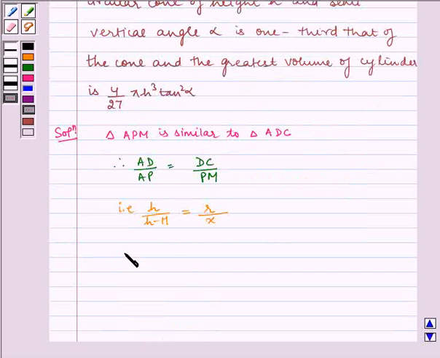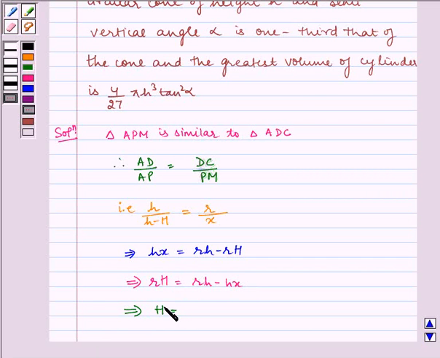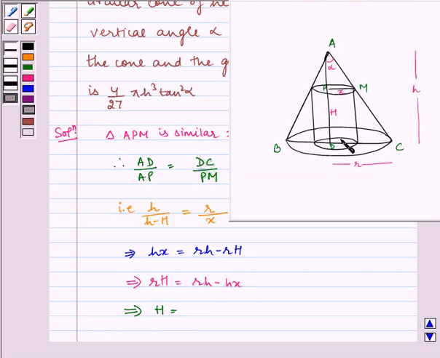So, it implies hx is equal to rh minus rH, which implies rH is equal to rh minus hx, which implies capital H, that is the height of the cylinder, is equal to h multiplied by (r minus x) whole divided by r.